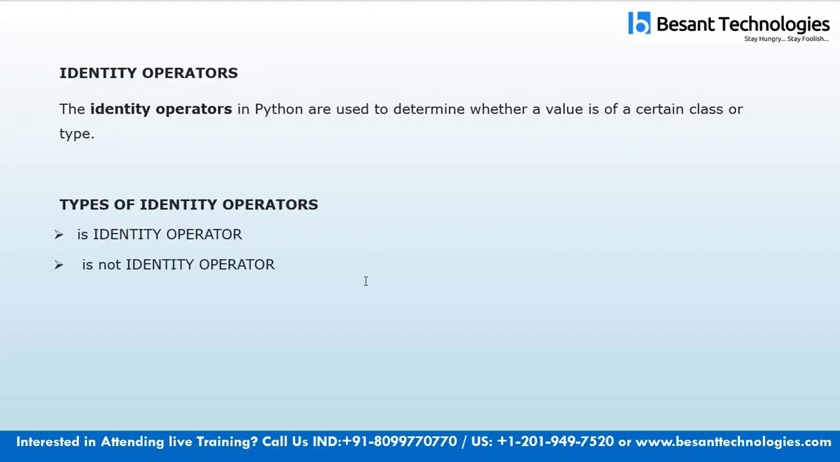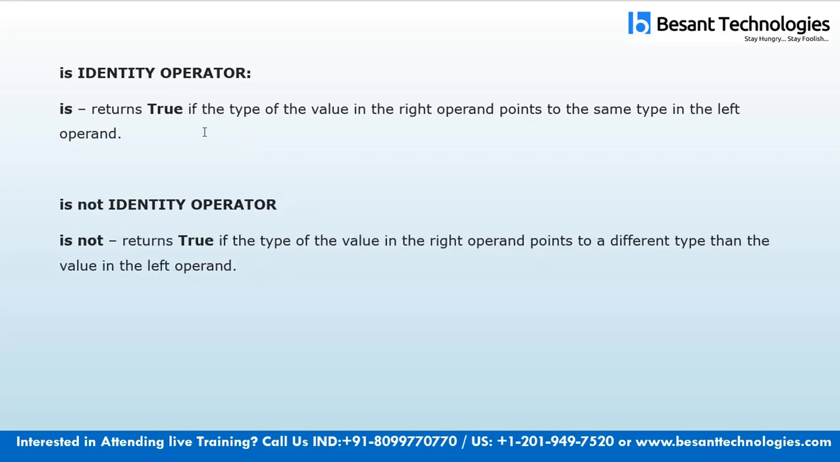Next operator, identity operators. The identity operators in Python are used to determine whether a value is of a certain class or type. So we have 2 types of identity operators. One is the is identity operator, another one is the is not identity operator. The is identity operator returns true if the type of the value in the right operand points to the same type in the left operand. The is not identity operator returns true if the type of the value in the right operand points to a different type than the value in the left operand. If you see the example, you will be clear.